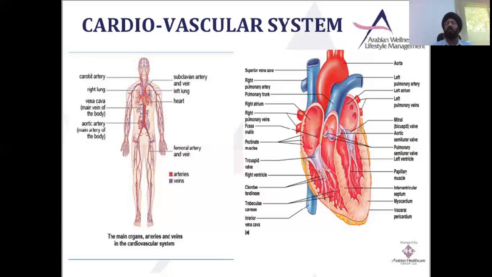Now it comes to the left atrium. The left atrium receives the blood from the lungs and passes it to the left ventricle through again a gate valve, the bicuspid. Now this left ventricle is the main pump house which supplies the blood to the body.